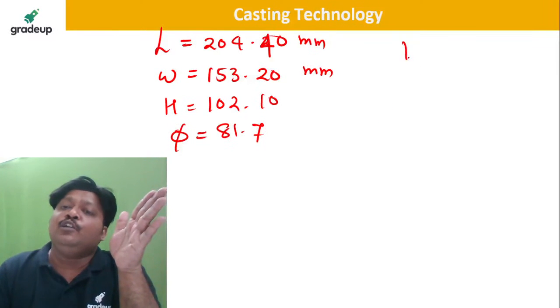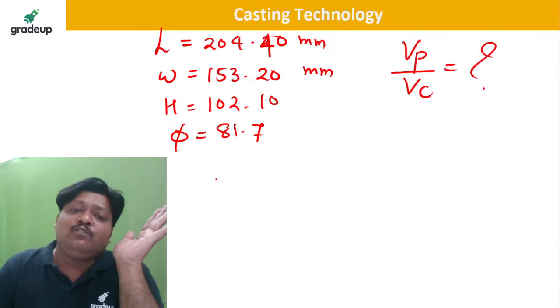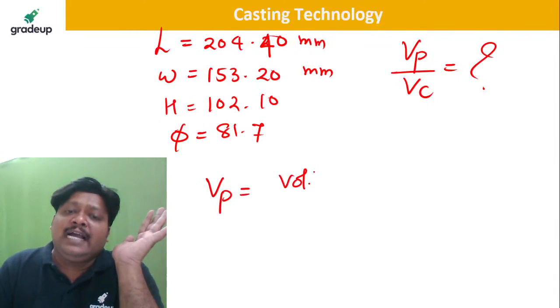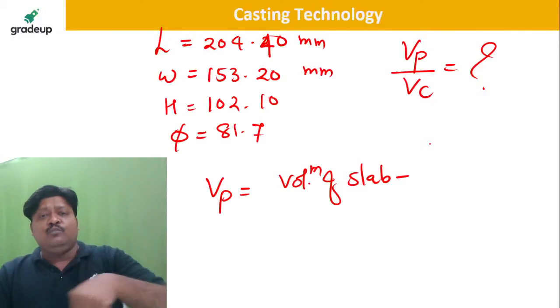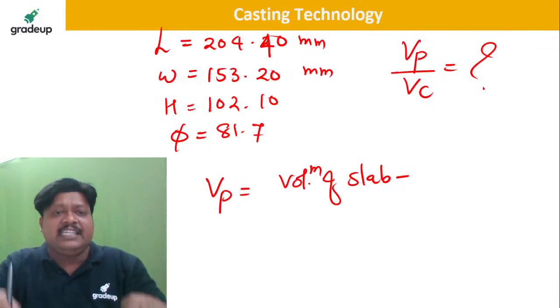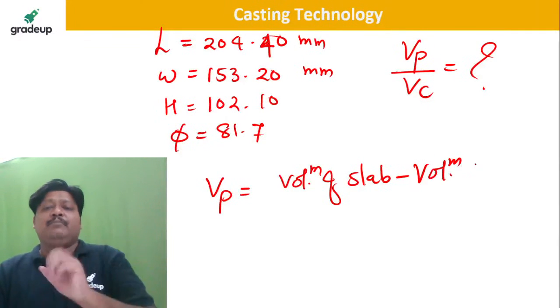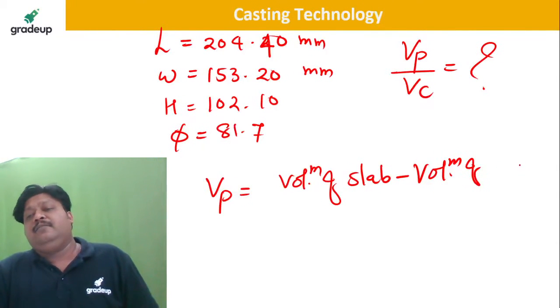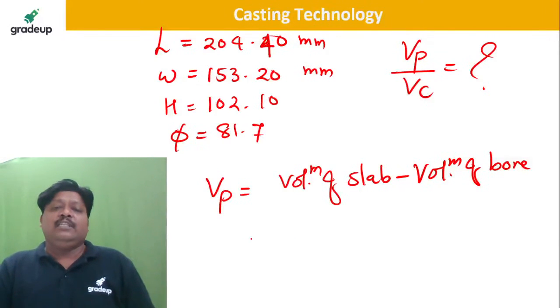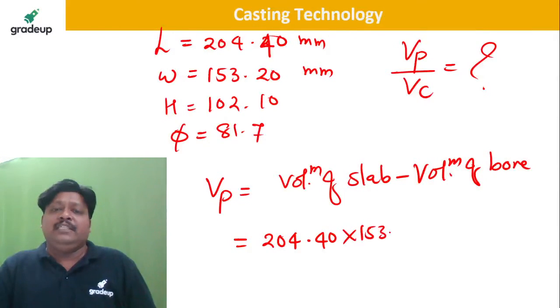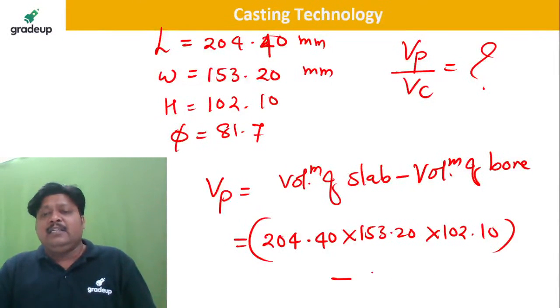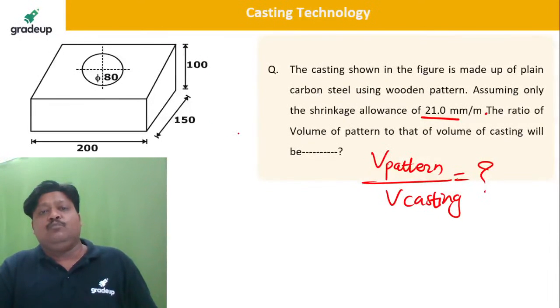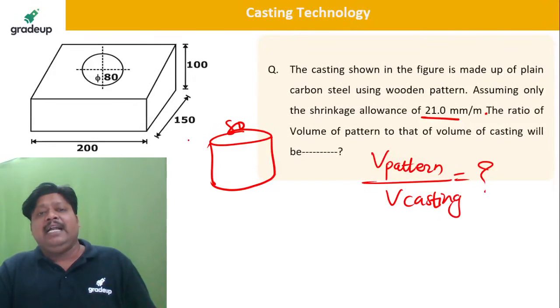Now what are they asking in the question? They are asking for the volume of pattern to the volume of casting. So calculate the volume of pattern now. From the volume of slab, if I subtract the volume of that bore, I will get the net volume, the volume of the pattern. That is volume of slab minus volume of the bore. So the volume of slab is 204 length into width 153.20 into height 102.10. That is the volume of that new slab, that is the pattern, minus the bore here. You can see this is a cylindrical bore of 80, and the height was how much? 100.